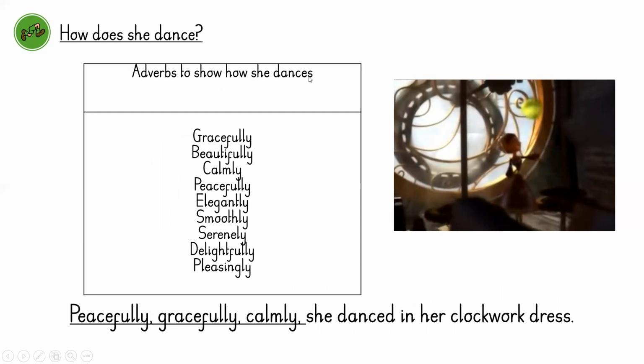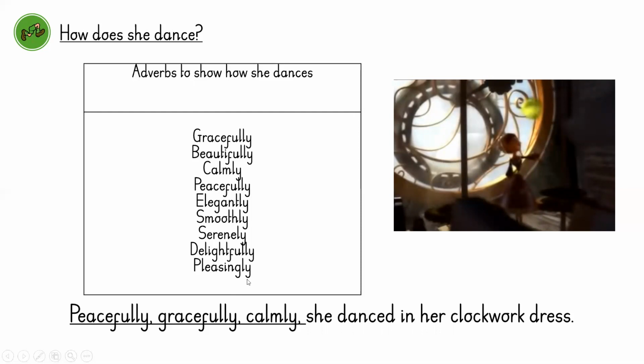Okay, you're not going to use words like clumsily or negatively or creepily. Okay, you're not going to use sort of negative adverbs here, because we're trying to show just that sort of calm and beauty of how we're ending this story. So you're going to think of some positive adverbs to show how she dances. So some examples: gracefully, beautifully, calmly, peacefully, elegantly, smoothly, serenely, delightfully, and pleasingly. Okay, I'm sure you can think of lots of others as well.